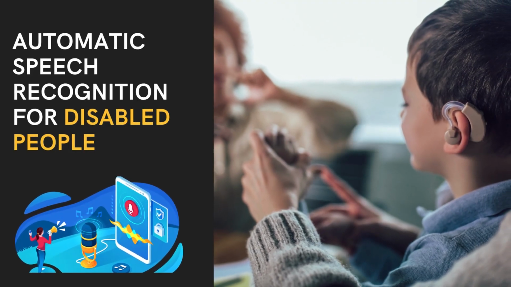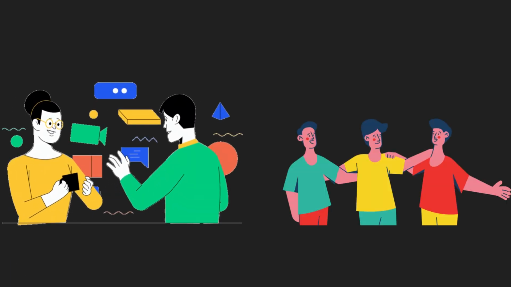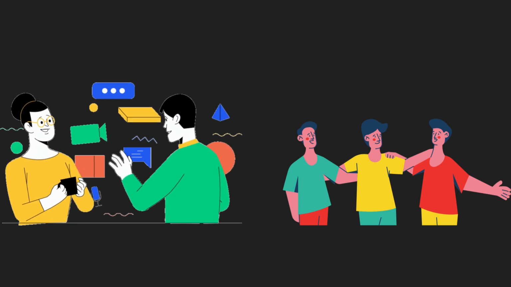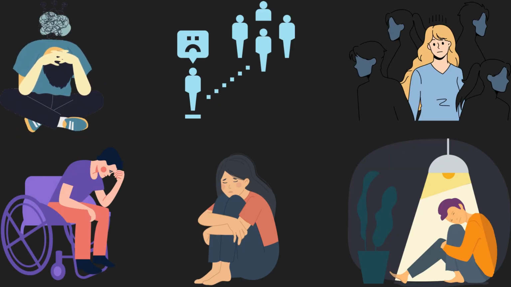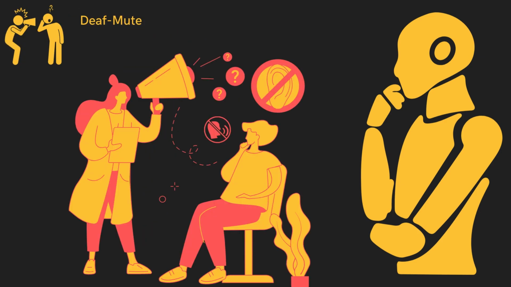Hello, our project title is Automatic Speech Recognition for Disabled People. In today's world, technology has made communication much easier than before. Unfortunately, there are some who still struggle to communicate due to disabilities. Our team embarked on a project to make communication accessible to nonverbal, deaf, blind, and deaf-mute individuals.